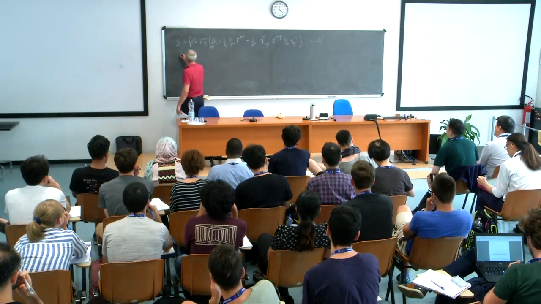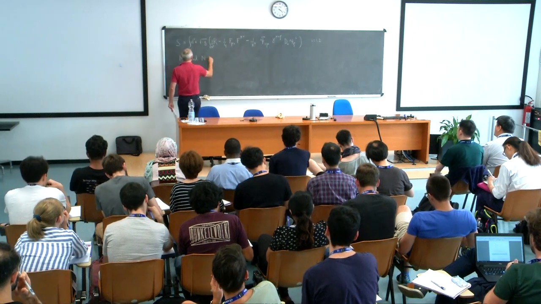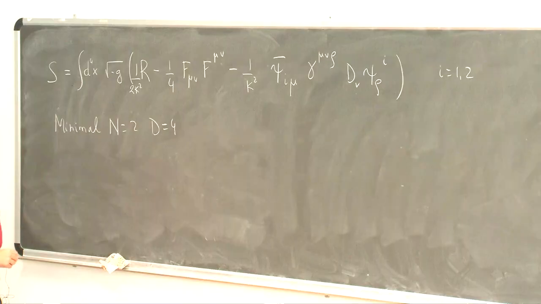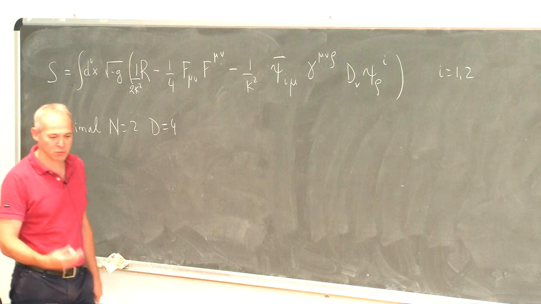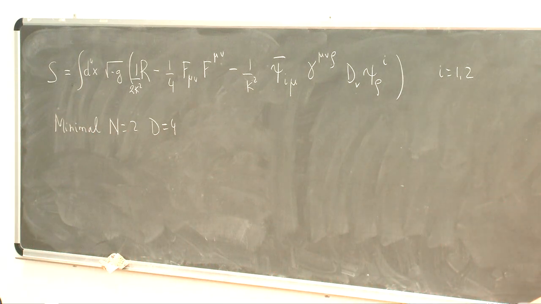Yeah? So this is minimal n equals 2, d equals 4, supergravity. So the minimal refers not to the minimal amount of supersymmetry, it refers to the minimal that there's no coupling to other fields.